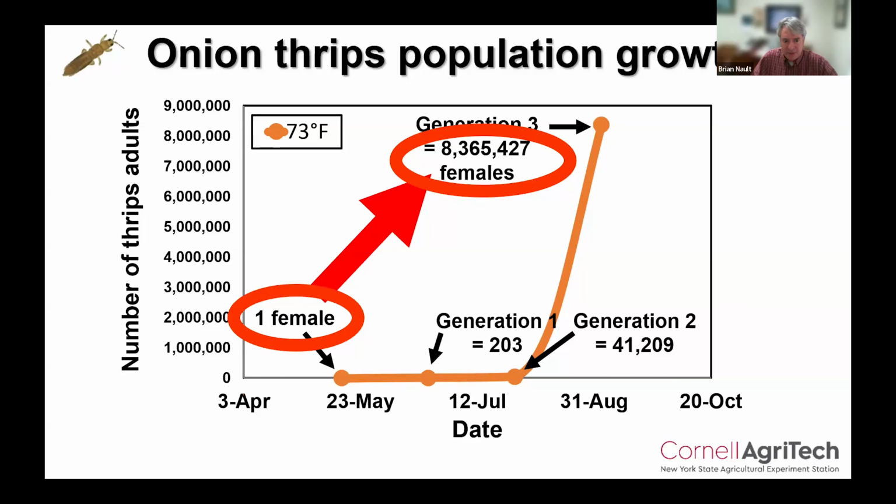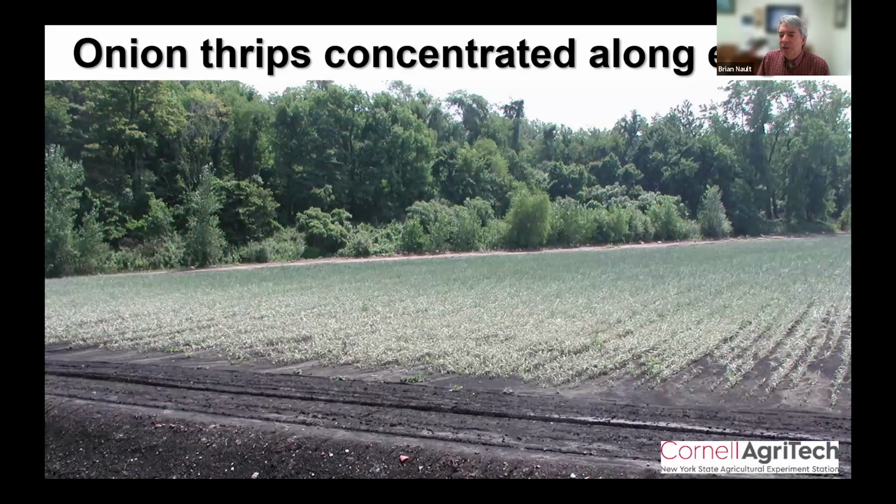That tells you that if you let onion thrips get out of hand, or if you've noticed sometimes that, oh my gosh, I was just in this field last week and things looked fine and now all the plants are white. Well, guess what? This is why: this exponential population growth. Oftentimes you don't see this incredible increase of onion thrips until later in the season, maybe as early as late July, but especially in August.